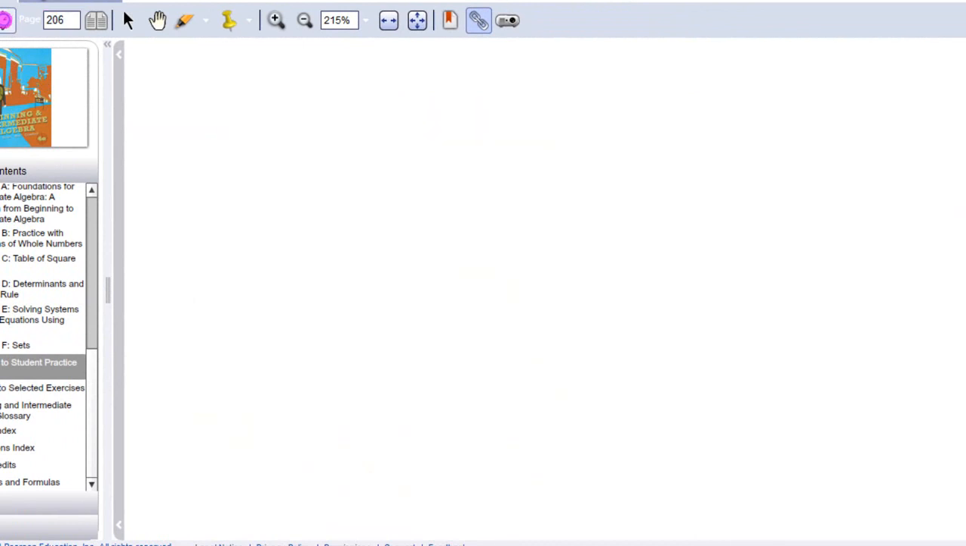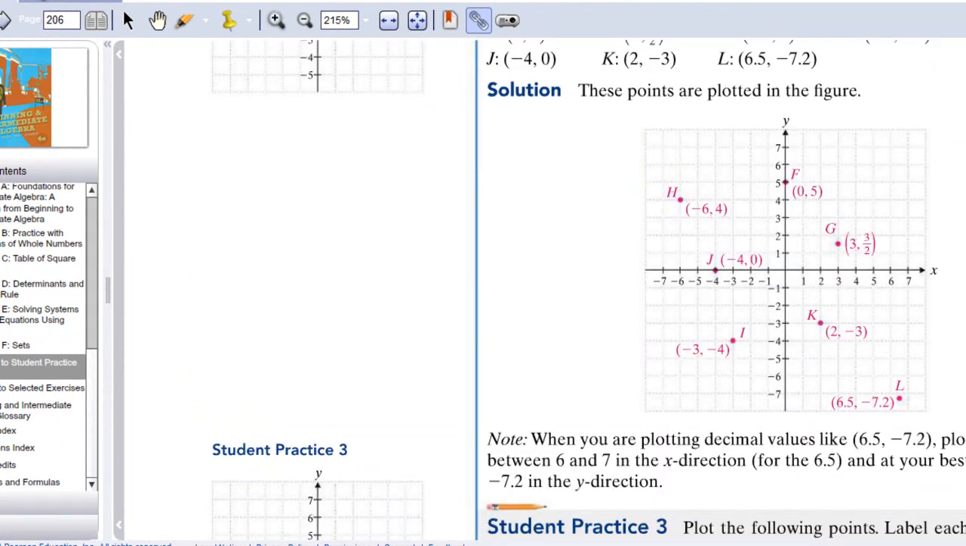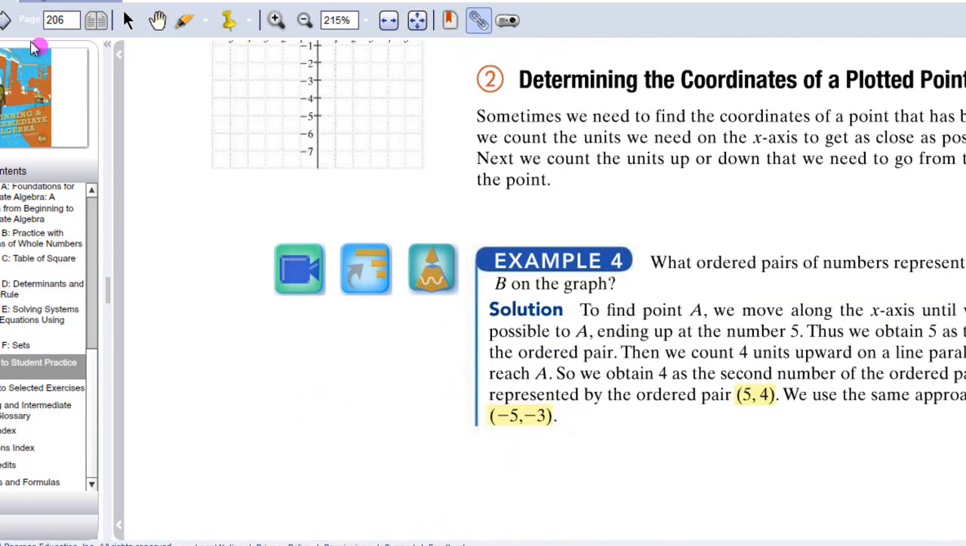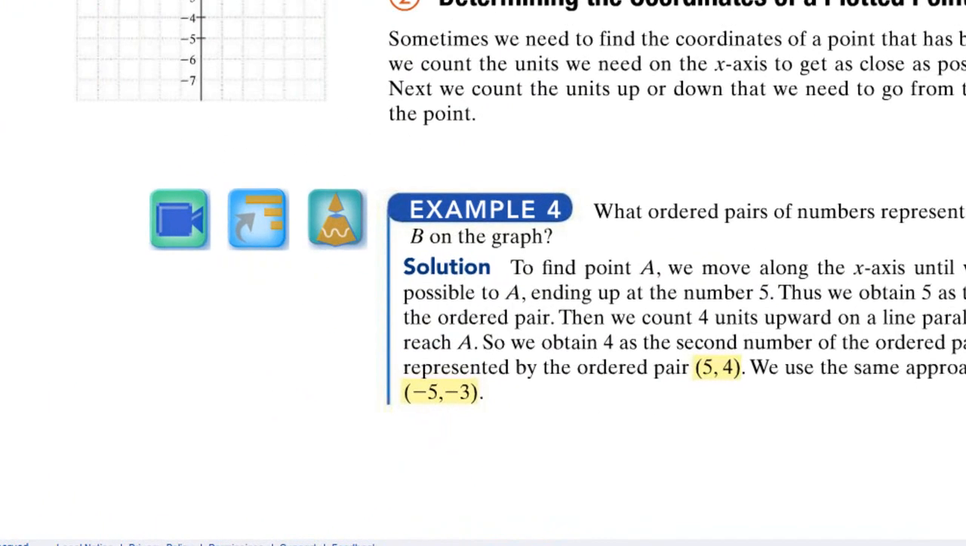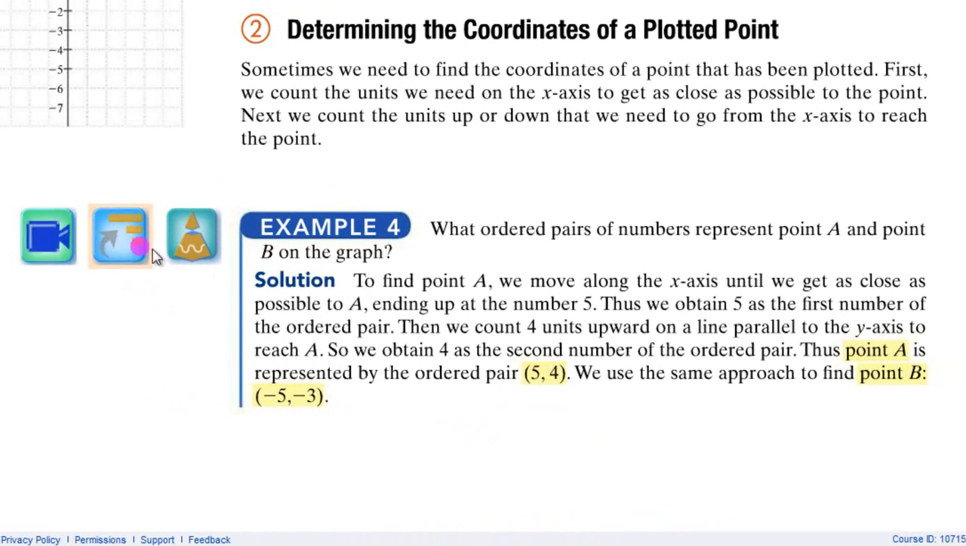So I'm going to go to 206, and in page 206, by the way, there's another student practice problem number 2. Remember, we just saw where those answers were located. Okay, so in page 206, I'm going down to example number 4. And I want you to see that this example has 3 icons next to it. Again, that means that with this example, you have some multimedia tools that can help you to practice and learn this concept.